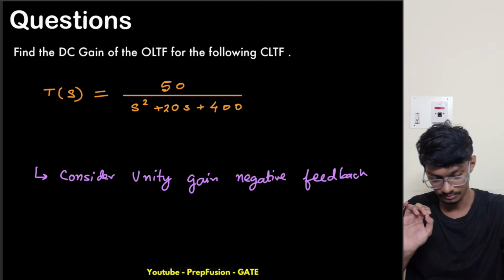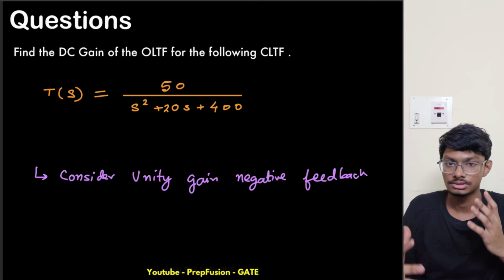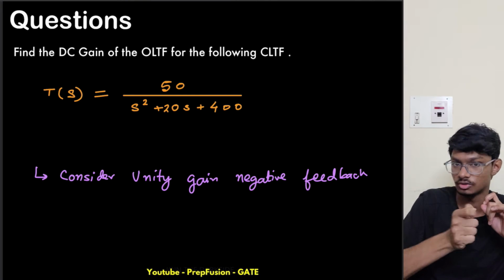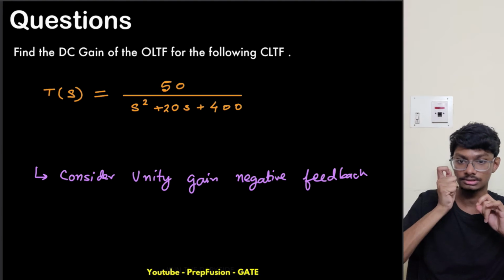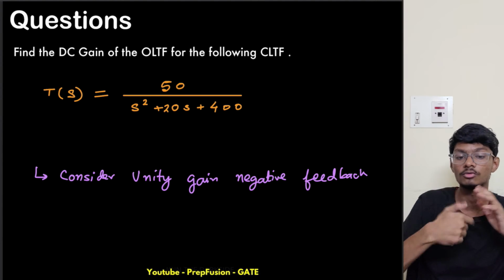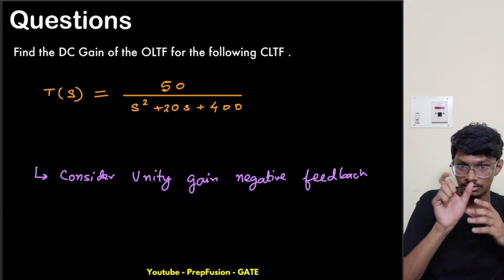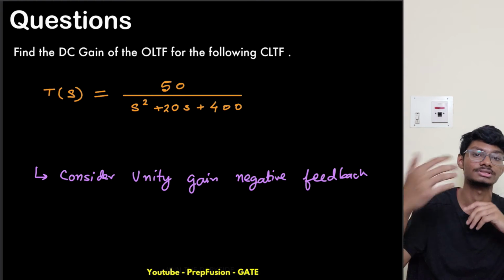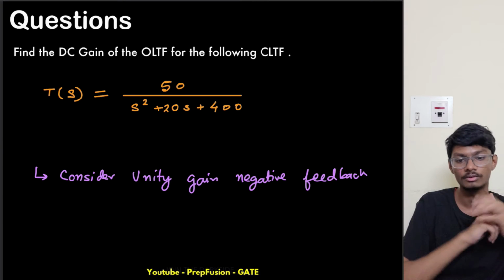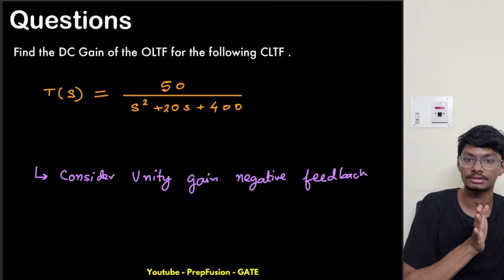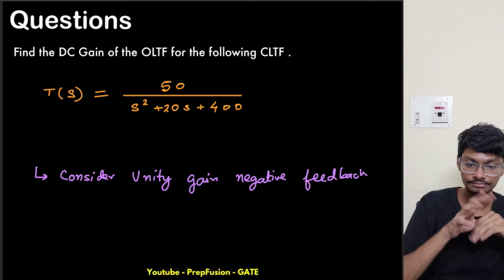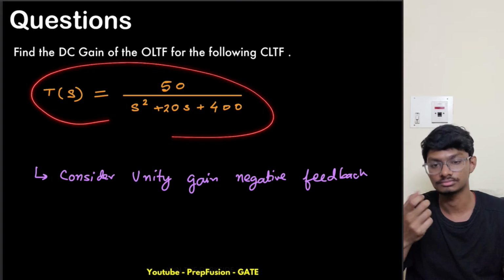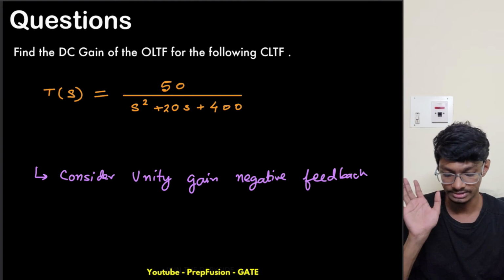What does DC gain mean? There are many definitions. The first definition is that DC gain means the gain at zero frequency, the value of the transfer function at zero frequency, but this is only valid for a type 0 system. What is type 0 and type 1, I will explain. Another good definition is that DC gain is the constant gain of the transfer function. We are asked to find the DC gain of the OLTF; let's say for the CLTF first.